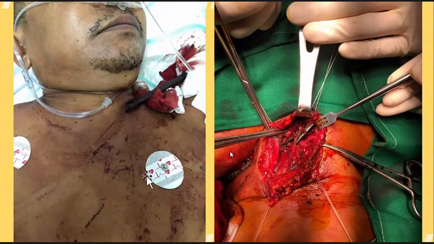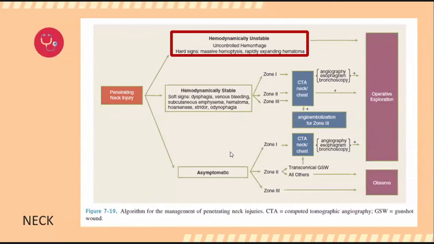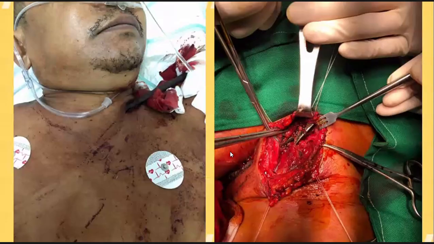So ito, yung example ng zone 2 injury between the angle of the mandible and your clavicle. Clavicle pala, sorry. So, pag penetrating, hindi na yan pwedeng i-conservatize. So, most likely may injury yan sa loob. And you need to remove the foreign body. So, you need to do exploration.